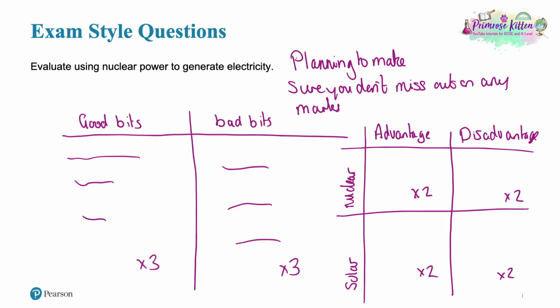Because if in a question you just focused on the good bits, or if you were comparing the advantages and disadvantages of solar power to nuclear energy, and you only talked about the advantages, or you only talked about solar power, then you're not answering the whole question and you're not going to have access to the whole range of marks. By spending a minute of your time in the exam planning things out, you will make sure that you've got even coverage of all of the points.